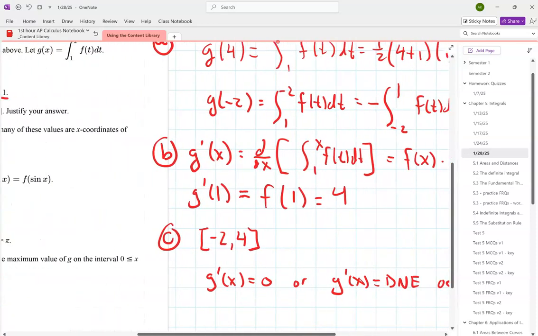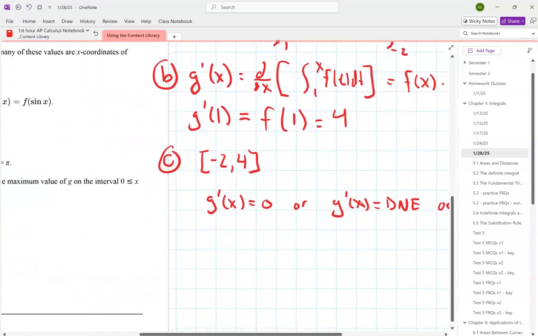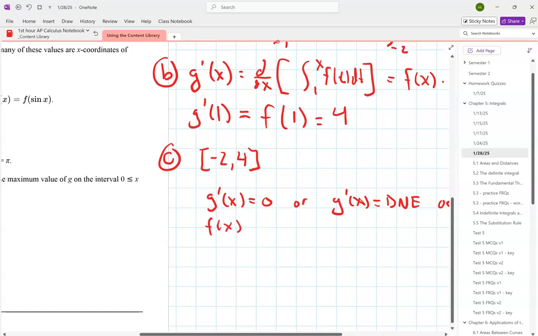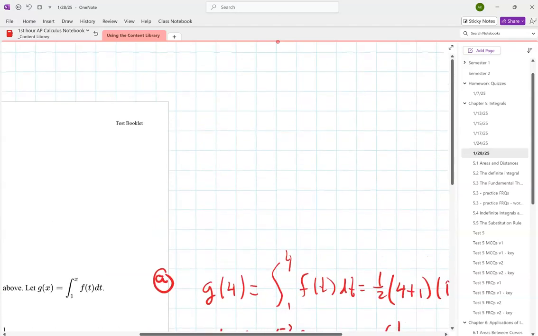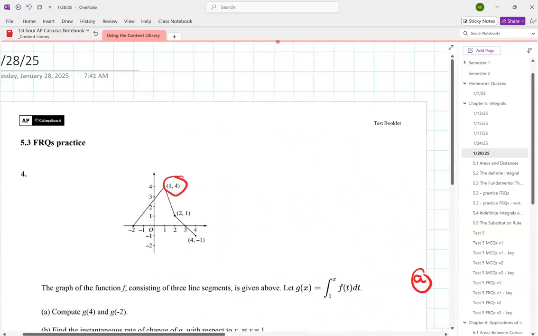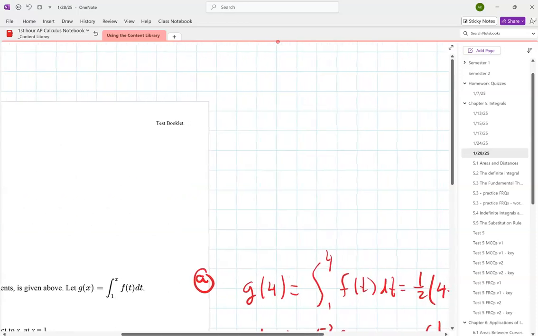So let's first remember that the derivative of g is just f of x. So if I go back to my graph, where is f equal to 0? At 3, right? So I'll include that as a point to check then.